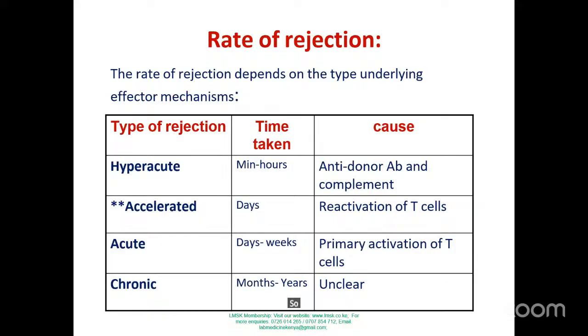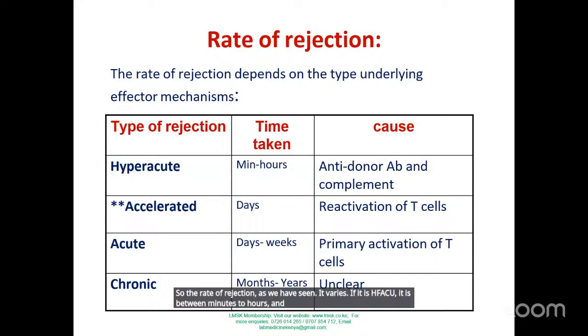So the rate of rejection, as we have seen, it varies. If it is hyperacute, it's between minutes to hours. And there we are talking about the antibodies. These are pre-existing antibodies before transplant and complement active. We have seen that the injury, once the antibodies are attached to the endothelial cells, they activate complement, and therefore the end product is lysis.